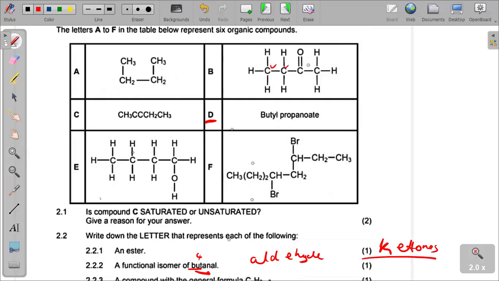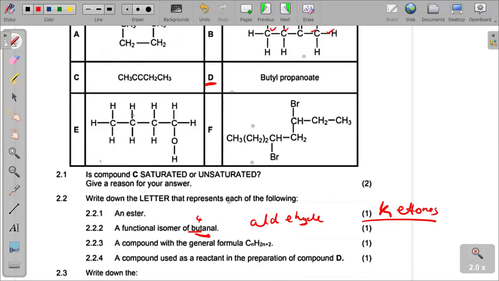Apparently, we see this is a ketone here. It is butan-2-one, and obviously it becomes the functional isomer of butanal. So our answer there is B. That's the letter that is represented. So we said this is B, right?